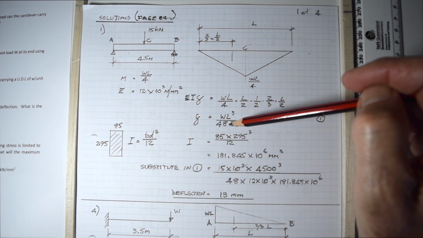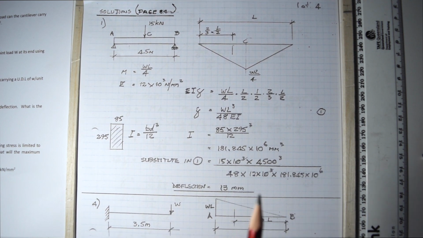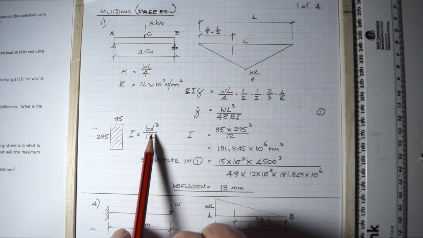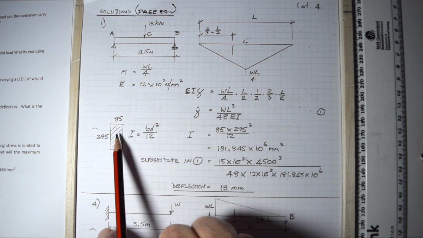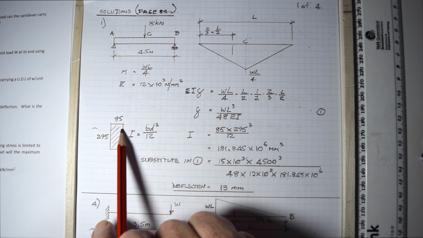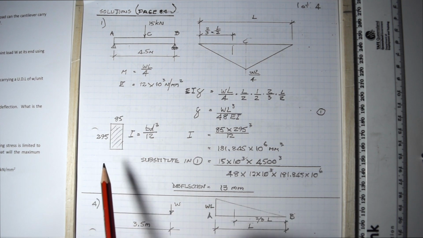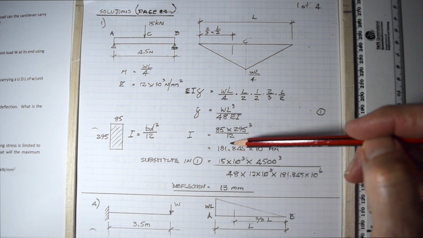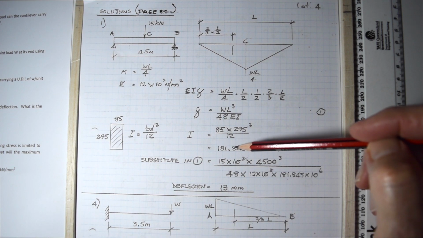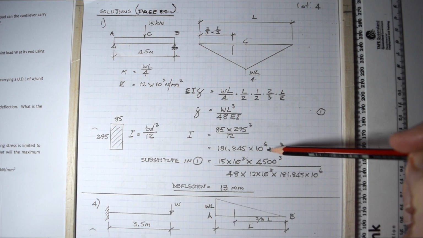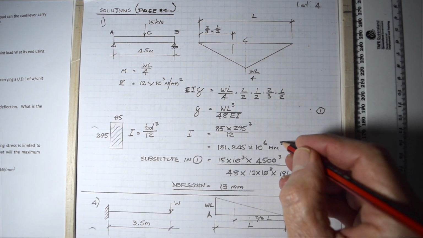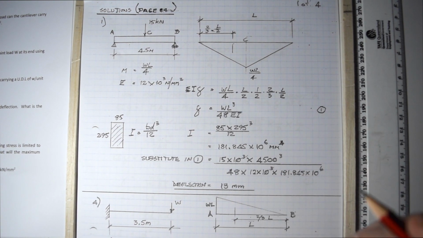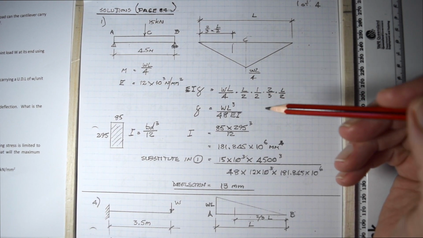So it's purely a simple arithmetic problem of working out what the moment of inertia for this timber beam is, BD cubed over 12, and you've got the dimensions of the beam of 85 millimeters wide, 295 millimeters deep. You do pop it into BD cubed over 12, and you'll find that it is 181.845 times 10 to the 6th millimeters to the 4th, not cubed, millimeters to the 4th. I apologize there, but I'm glad I've had the opportunity to fix that.